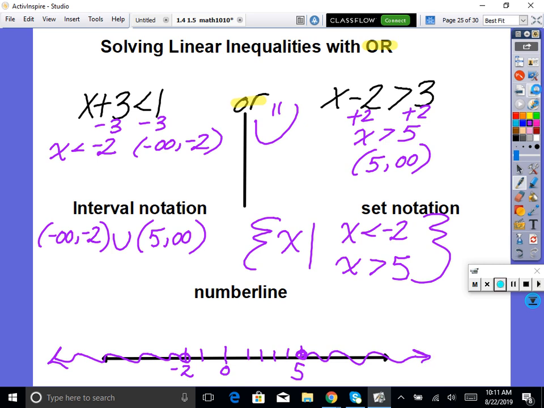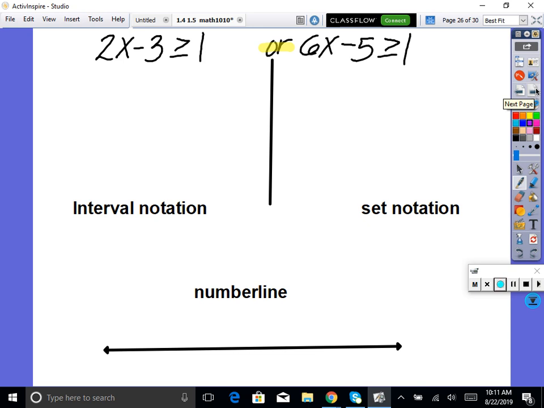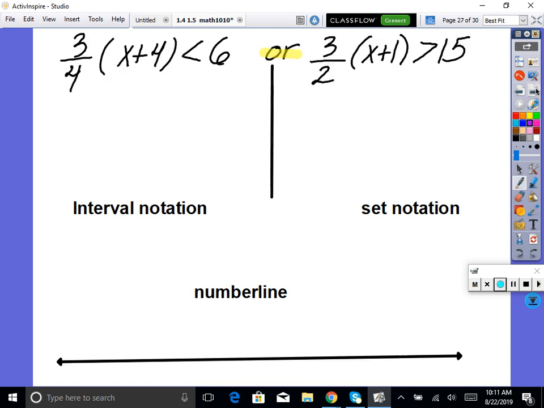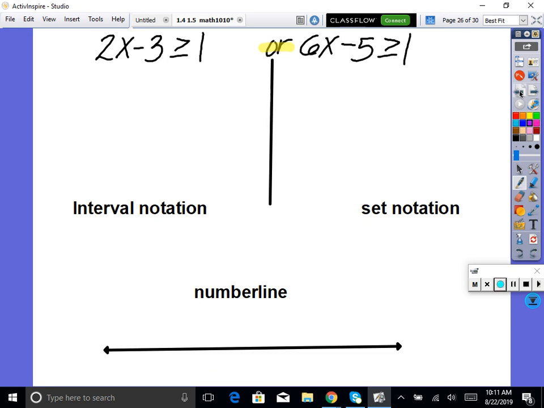Good. Another or one. We're almost done. Stick with me though. Do you guys want to try this one by yourself? Real quick. Make sure we're good. Okay, ready to go. So don't look up here until you get your final answer.